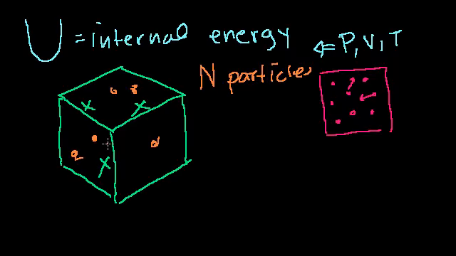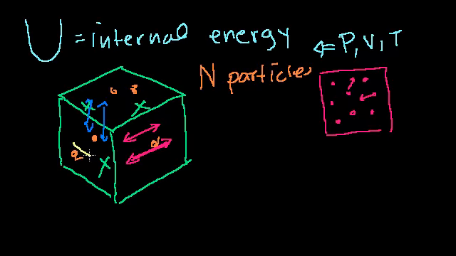Now, for the sake of simplicity of our mathematics, and just to be able to do it in a reasonable amount of time, I'm going to make an assumption. I'm going to assume that 1/3 of the particles are going parallel to each of the axes. So 1/3 of the particles are going left to right. 1/3 of the particles are going up and down. And then 1/3 of the particles are going forward and back.